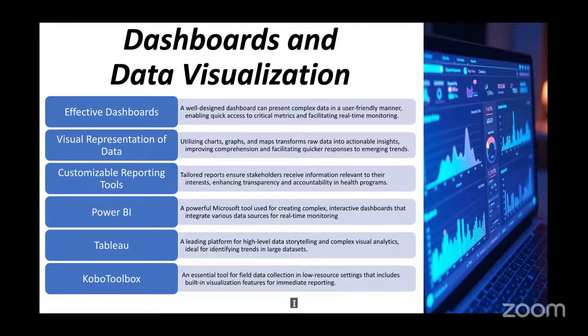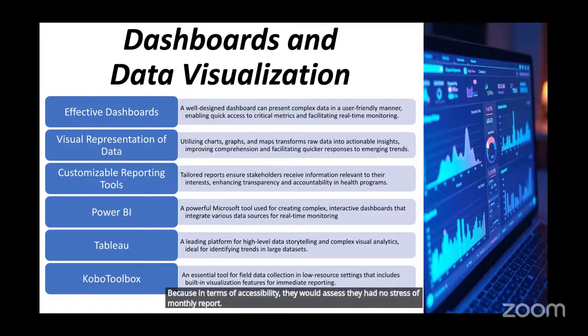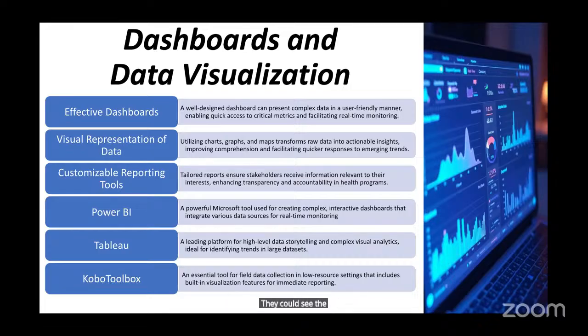I remember there was a time when we developed an M&E system, and the data would come from SurveyCTO and sit on Looker Studio. It was very magical. All the field officers liked what they were seeing, because in terms of accessibility, they had no stress of monthly reports, since all the data goes to the server in real time. They could see the progress in real time, and they could track participants in real time.